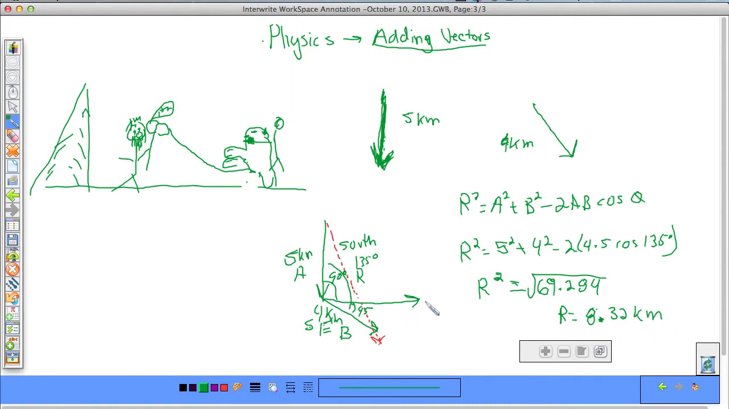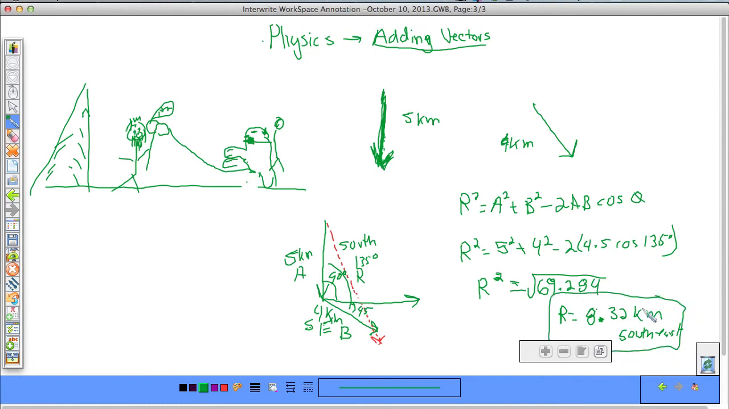So they're 8.32 kilometers southwest. We could say that. We could say 8.32 kilometers. So at this point they're, southeast, sorry. So at this point they're 8.32 kilometers southeast, right, of their original point. Or you could use that angle to define it or whatever, but this is good enough.